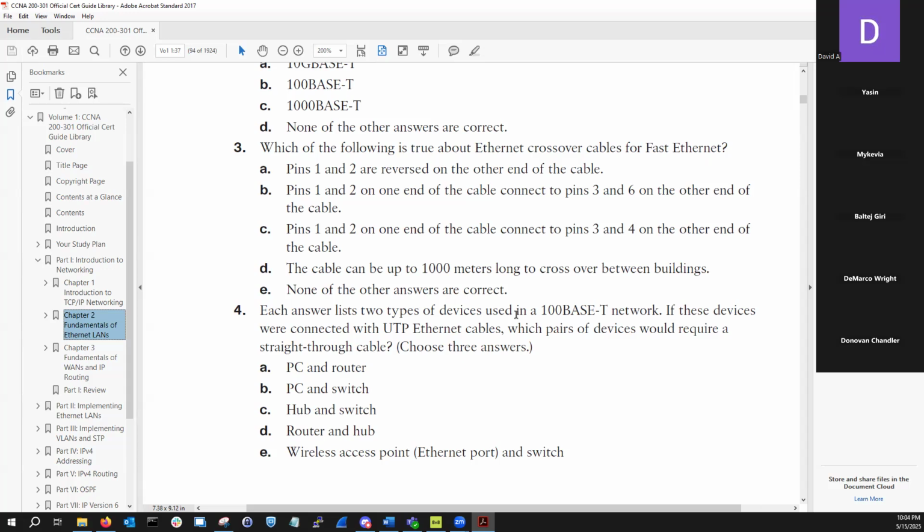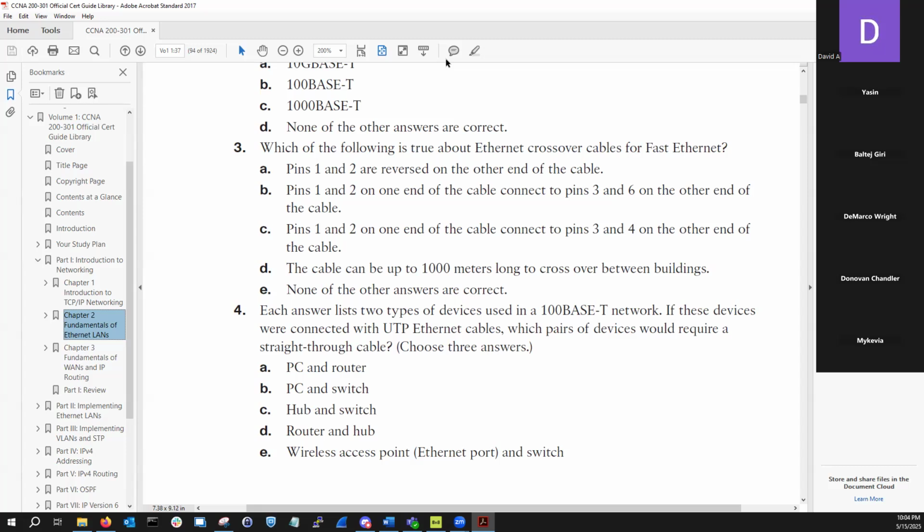So that's for B, C, and E, is what you're saying. No, that was my bad. So I did A, B, and E. That's what I did. A, B, and E transmit on the same pins. Not the switch and the router, but the PC and the wireless access point will.